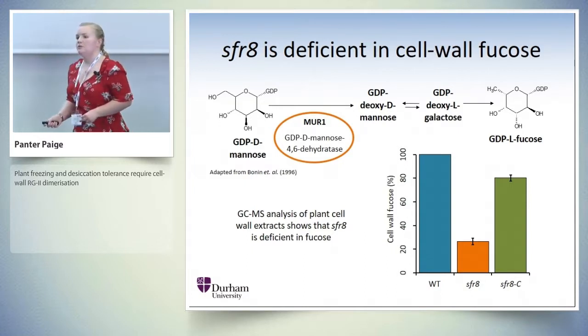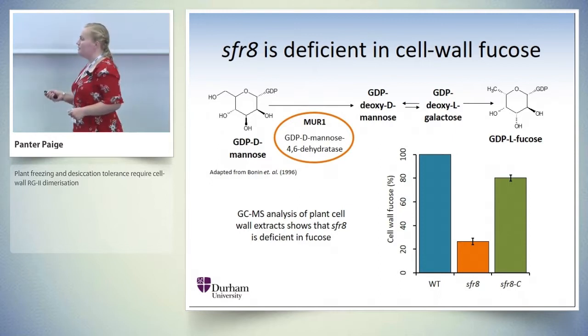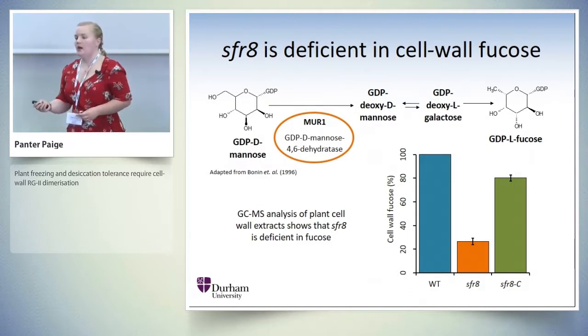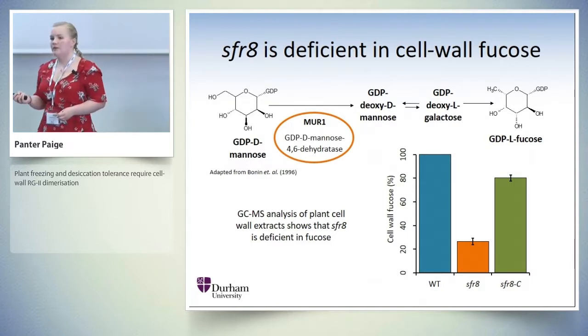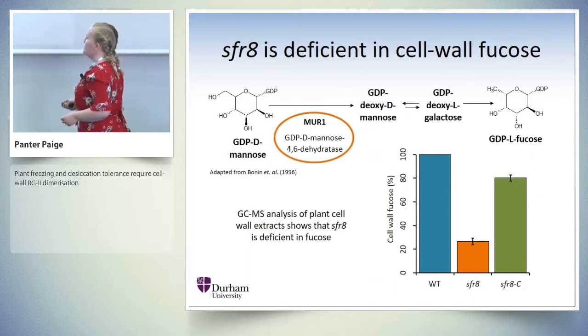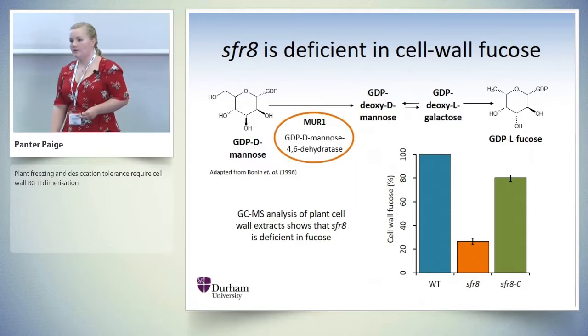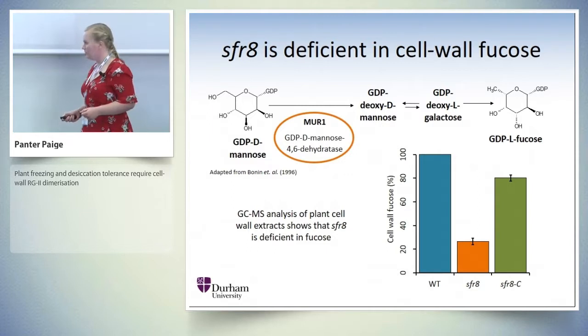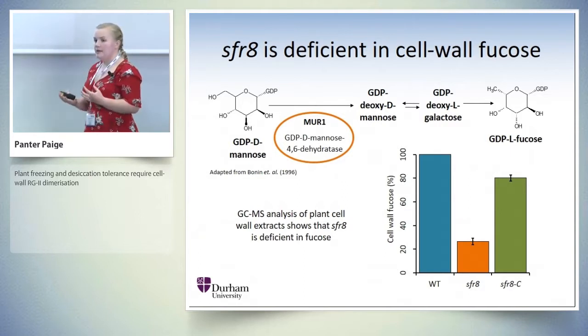So what I wanted to do was to carry out some GC-MS analysis of plant cell wall extracts to see what's happening to the fucose level in the cell wall with this mutation. What I showed was that in the mutant, the cell wall fucose level is decreased to about 30% that of wild type. And again, this is reversed in the complemented line. So we know that the mutant plants have less fucose. But what is the consequence of that in relation to the cell wall?